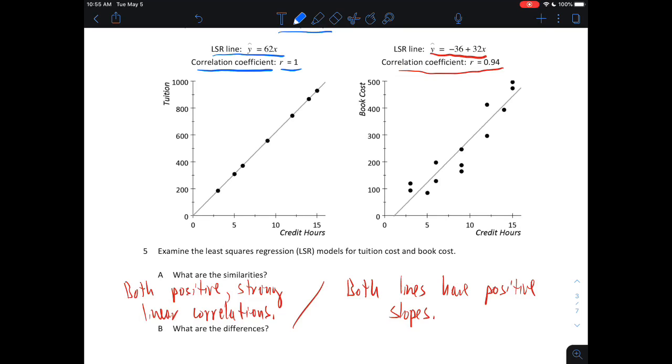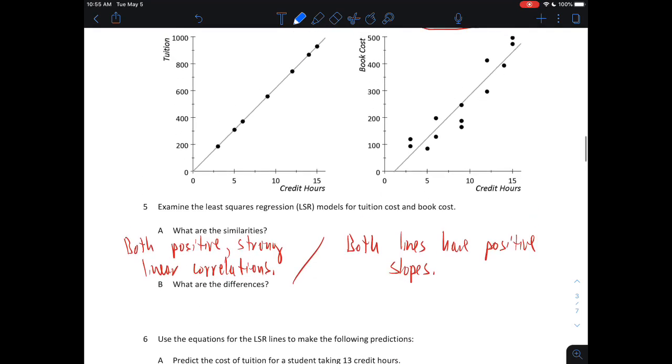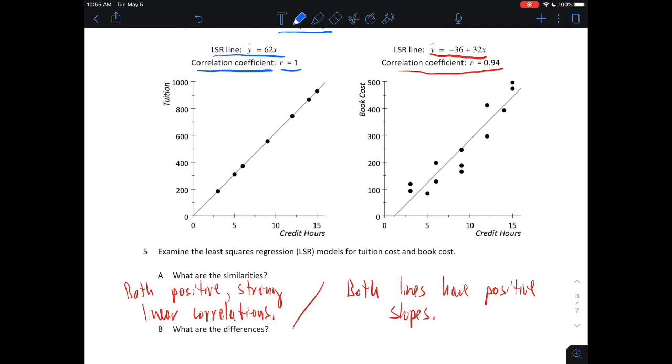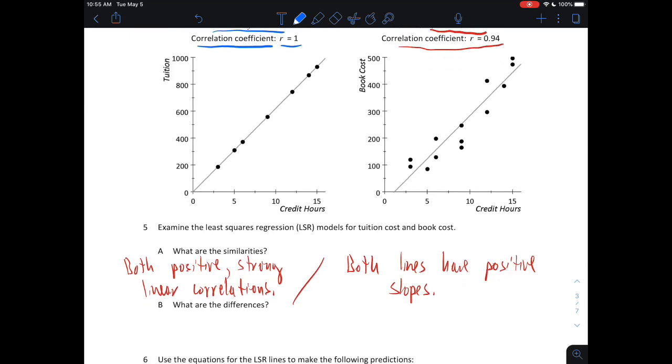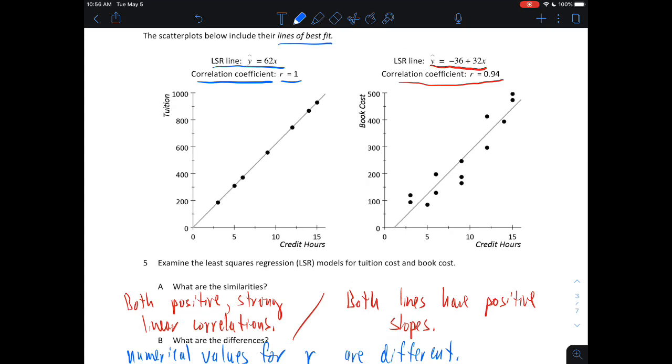Okay, what are the differences? If you look at these two lines, you can definitely see that while the correlation coefficients are both strong and positive, they do have different values. Okay, so the numerical values for R, the letter R, are different. The one for tuition is R equal 1. The one for book cost is R equals 0.94.